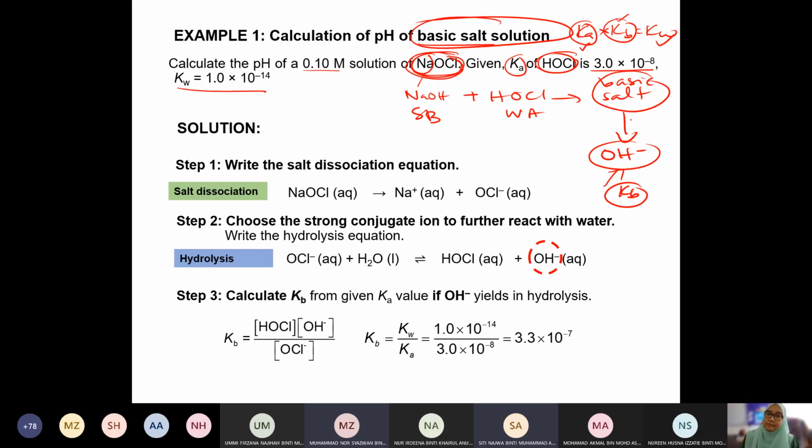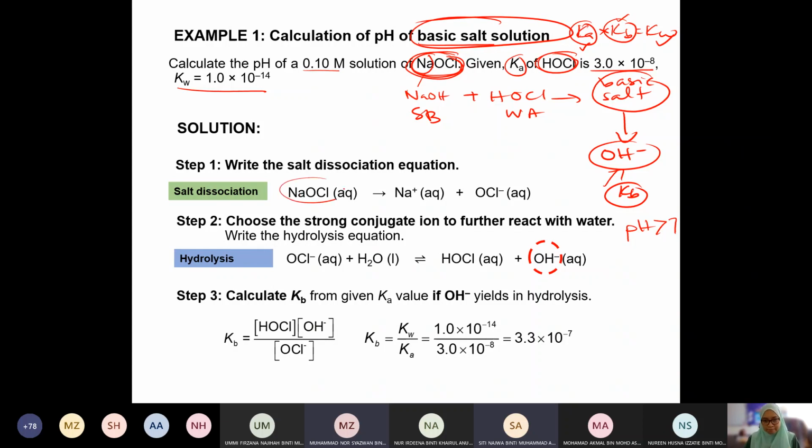Okay. So these are the things yang you kena tahu. Prediction awal, dia guide us to make sure yang kita di jalan yang benar di situ. Okay, alright. So basic salt, you must produce OH minus. That means you will be using Kb. So pH later on should be more than 7 lah. Kalau somehow you calculate later pH less than 7, you salah kira, confirm, buat balik. Okay, alright. So how do we start, guys?